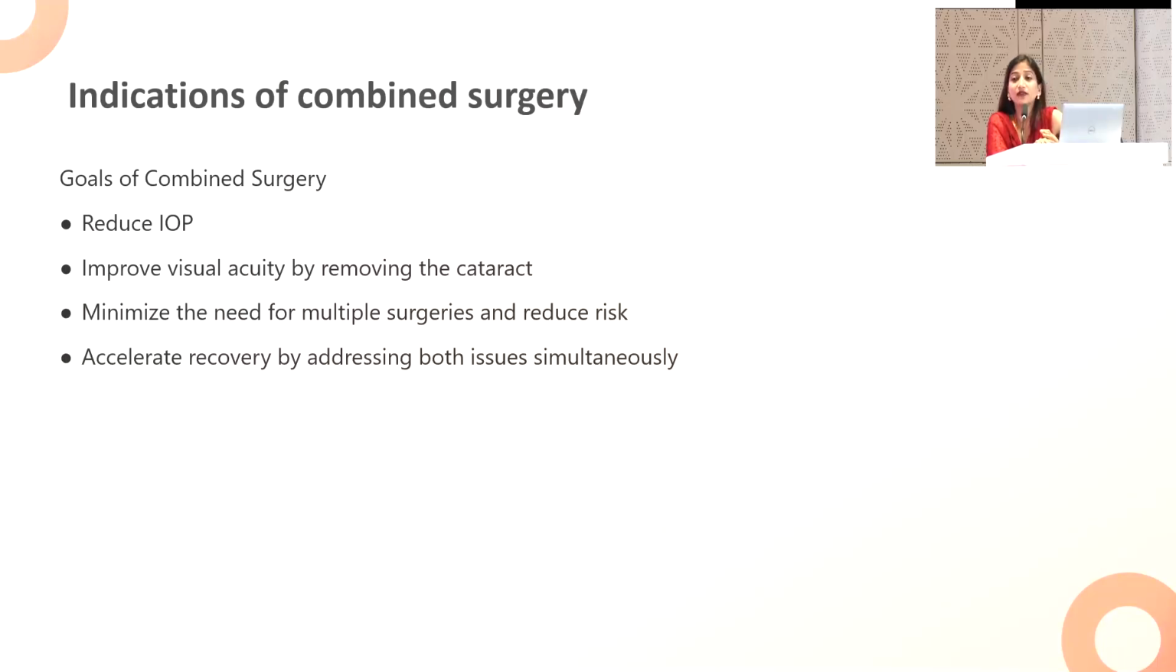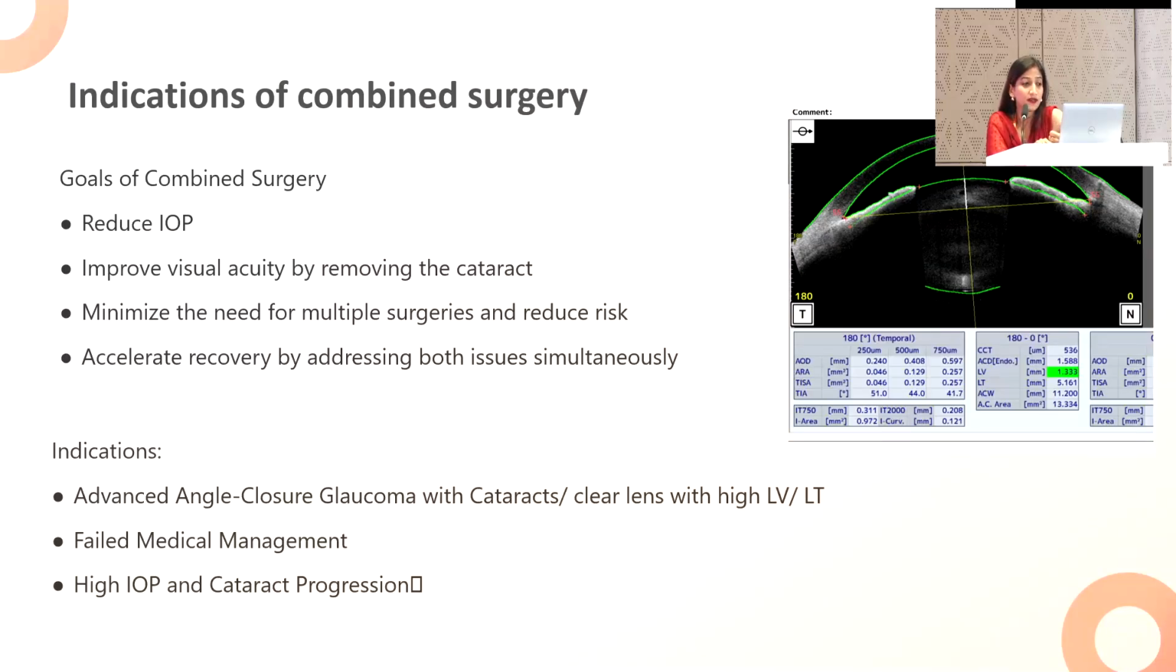You have to minimize the need for multiple surgeries because these patients may not come back to you unless the cataract has progressed much harder, and then there are risks of trabeculectomy failures in those patients when we operate on them again. Dr. Kirti ma'am has already talked about the role of lens vault in these patients, and further shallowing may happen if you do just a trabeculectomy.